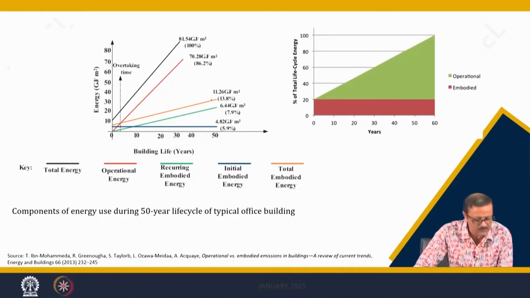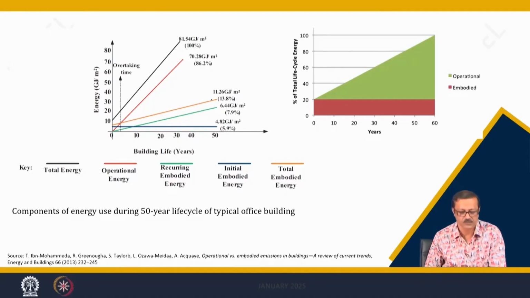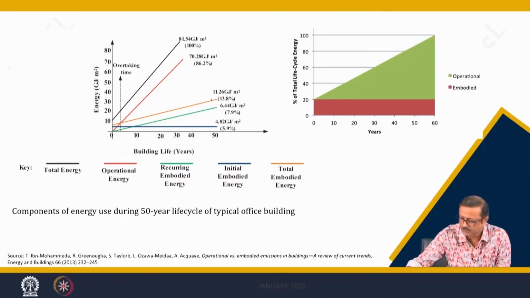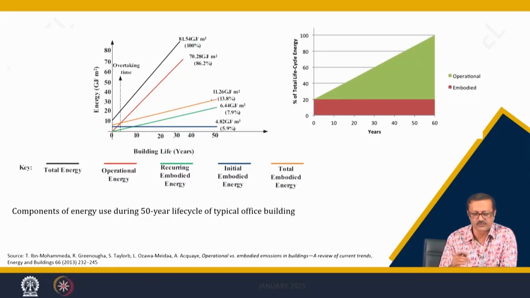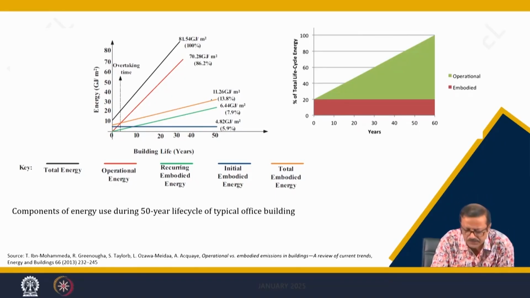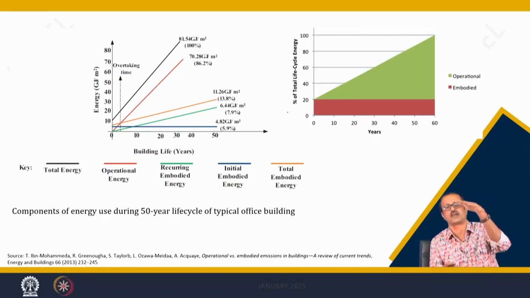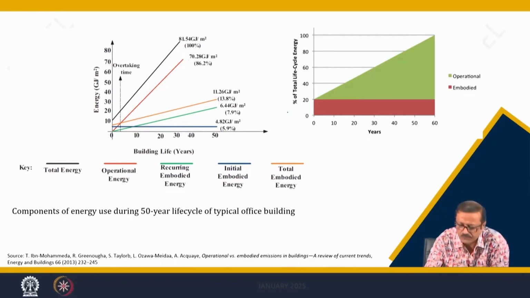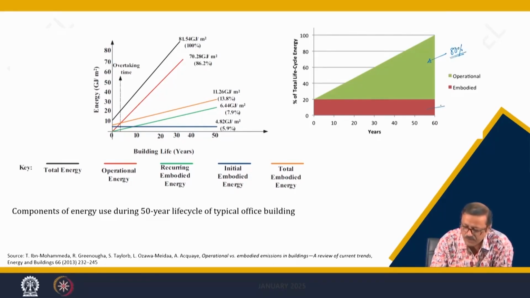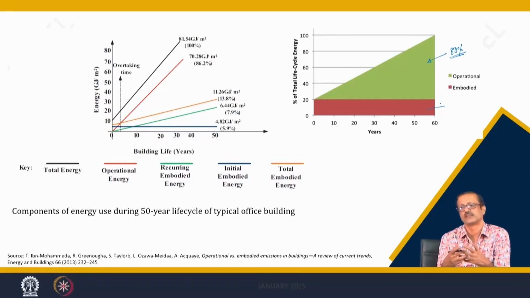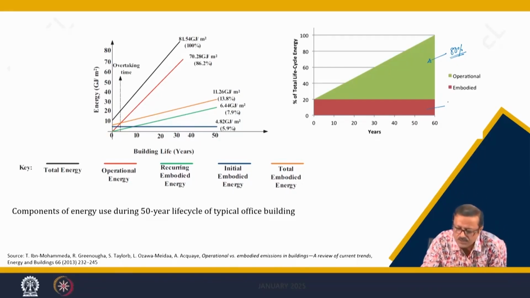Next is another point. This particular paper, the Ibn Muhammad paper, also suggested a lot of other things. The first one, let us discuss the right hand side graph, where it has suggested that the operational energy is quite high, almost about 80%. The y axis gives 0 to 100 of the total life cycle, and out of that, the area of this triangle is the 80%. And the embodied energy, which includes both the recurring and the initial, is about 20% or so.